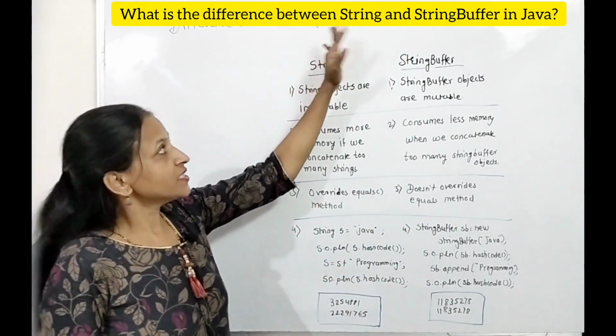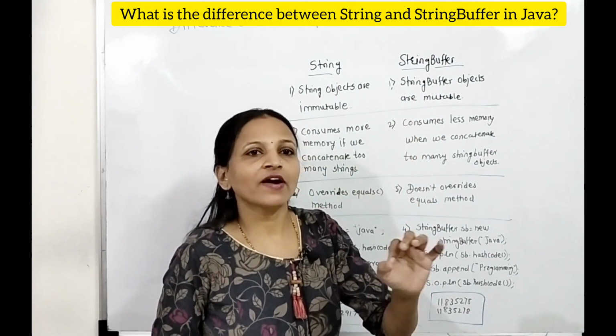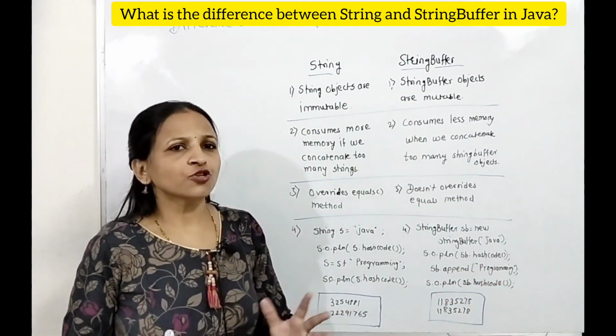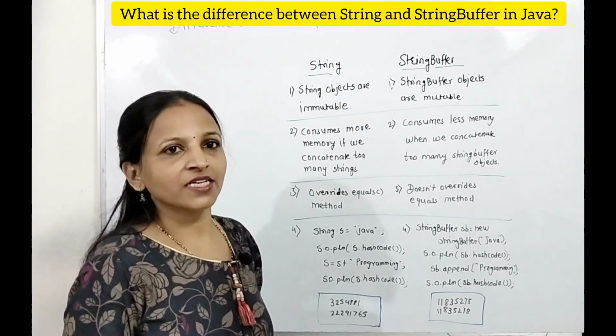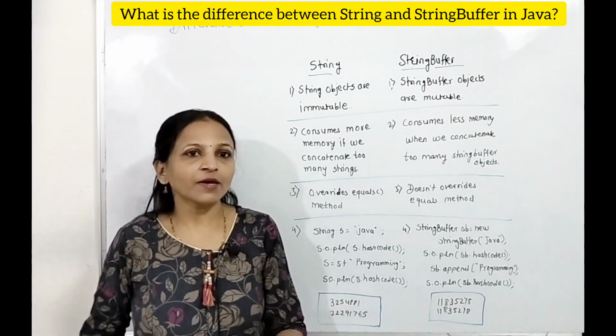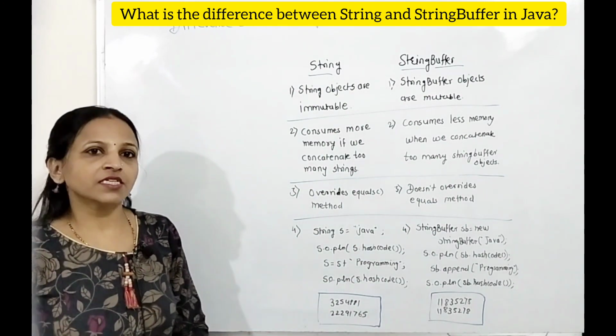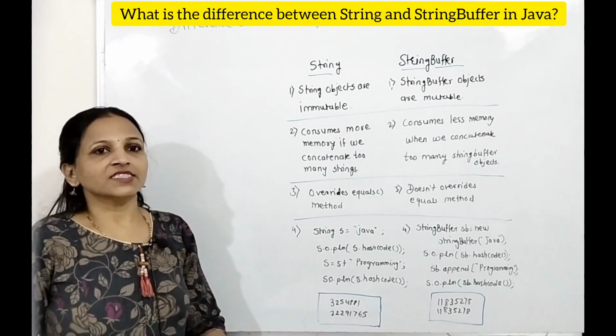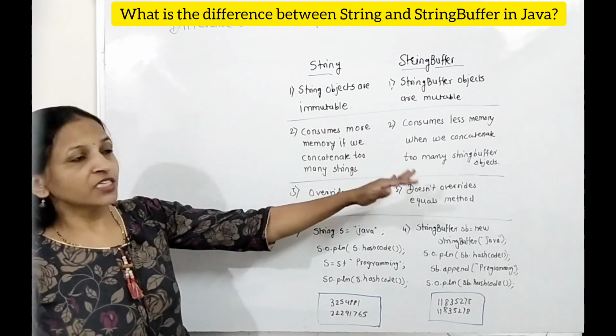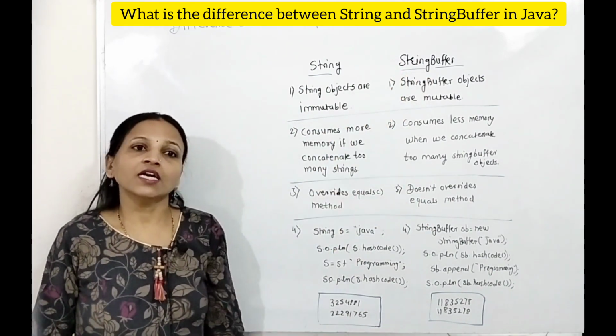See, these two classes, String and StringBuffer, are provided by Java for creation of strings. A string is nothing but a group of characters. Let's suppose you want to store your name, then you can create a String object there, or you can create a StringBuffer object. There are two ways. Now, what is the difference between these two, that I am going to explain now.